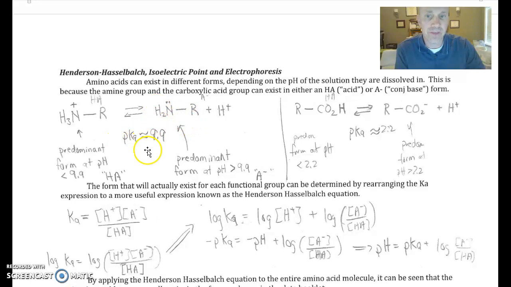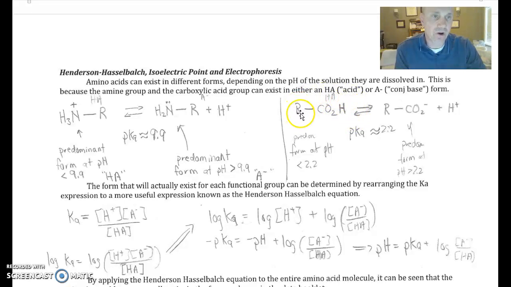All right, but if we adjusted the pH of that solution so that the pH was less than 9.9, the predominant material that you would have in solution would be this right here. Okay, so we can do the same type of thing with the carboxylic acid.